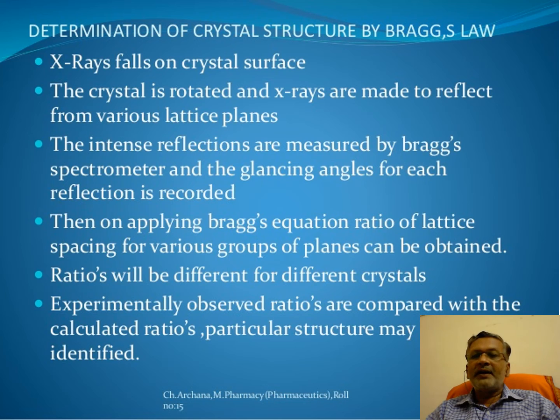Determination of crystal structure by Bragg's law. X-rays fall on a crystal surface. The crystal is rotated and X-rays are made to reflect from various lattice planes. The intense reflections are measured by the Bragg spectrometer and the glancing angle for each reflection is recorded. Then, applying Bragg's equation, the ratio of lattice spacing for various groups of planes can be obtained. Ratios will be different for different crystals. Experimentally observed ratios are compared with the calculated ratios. A particular structure symmetry will be identified in this method.